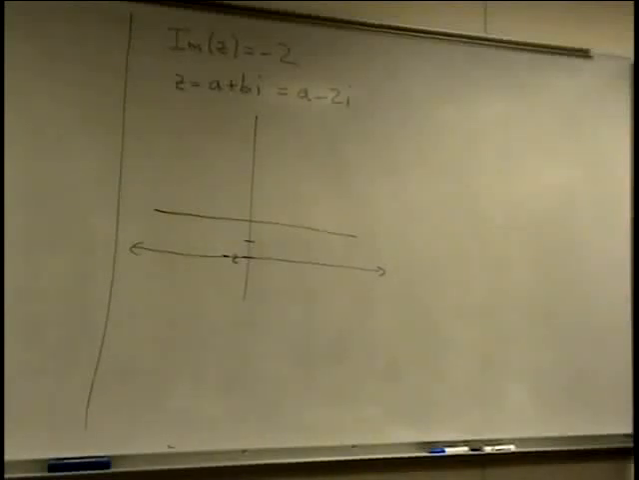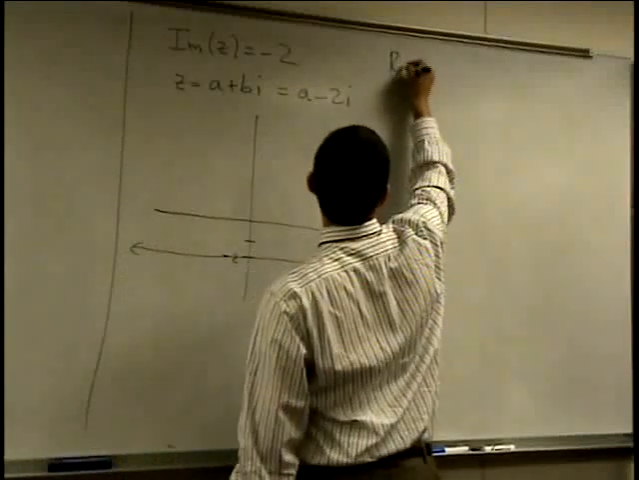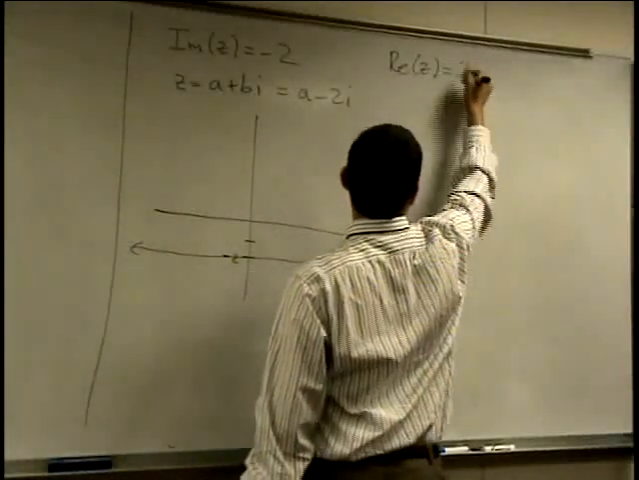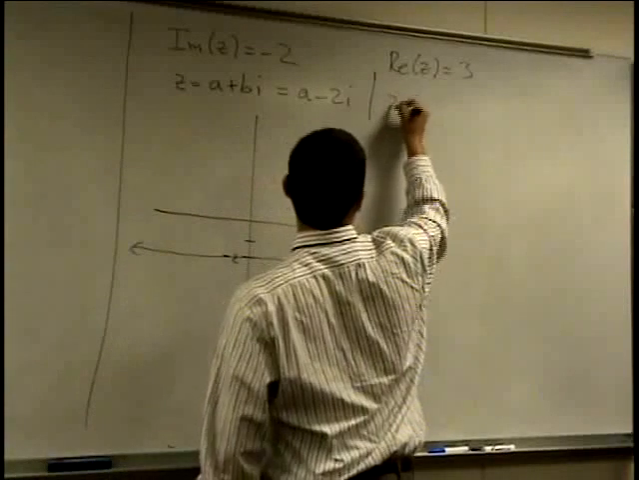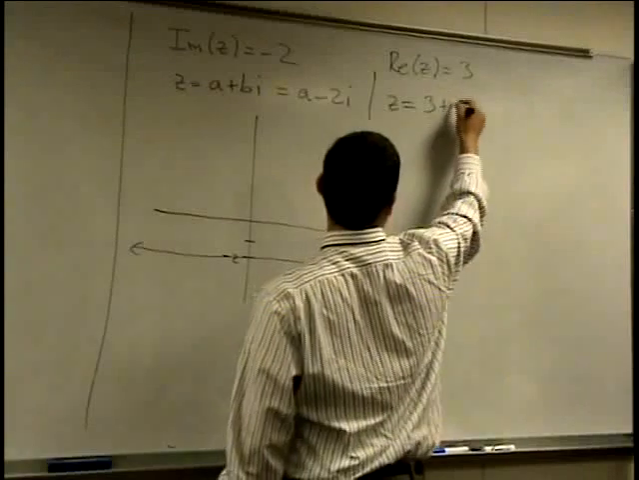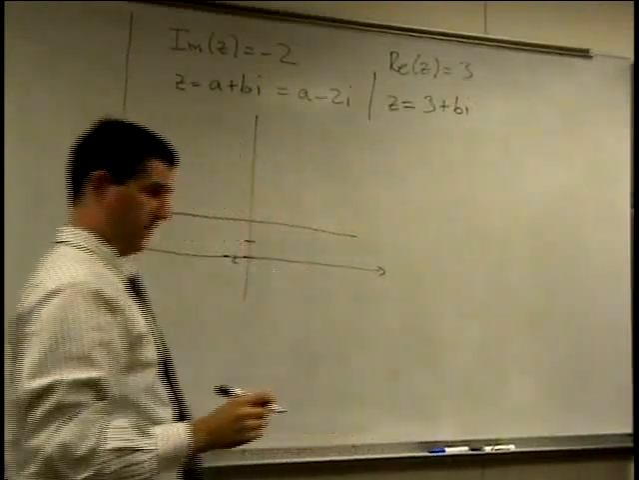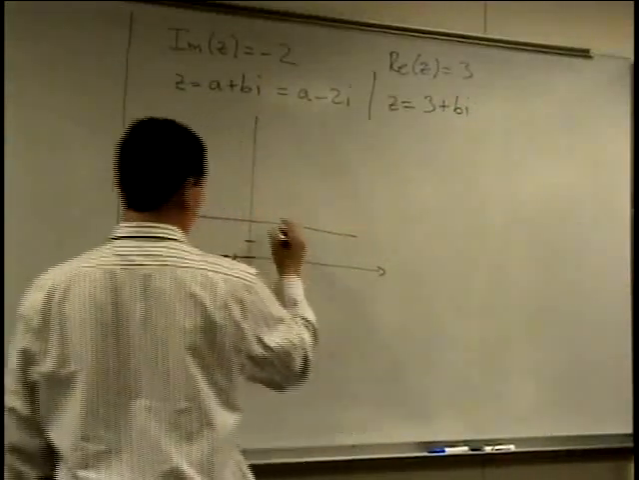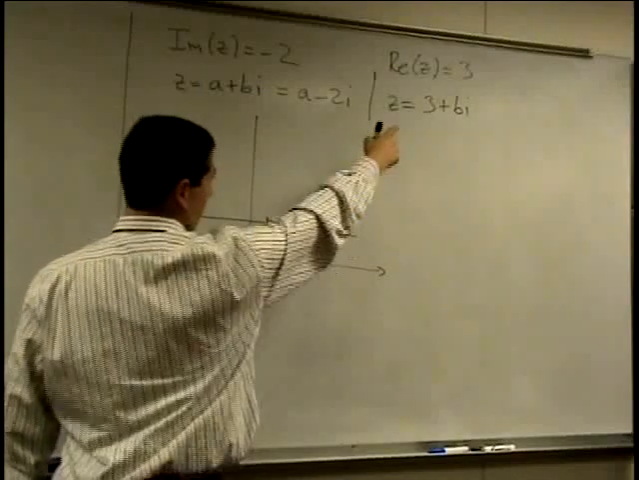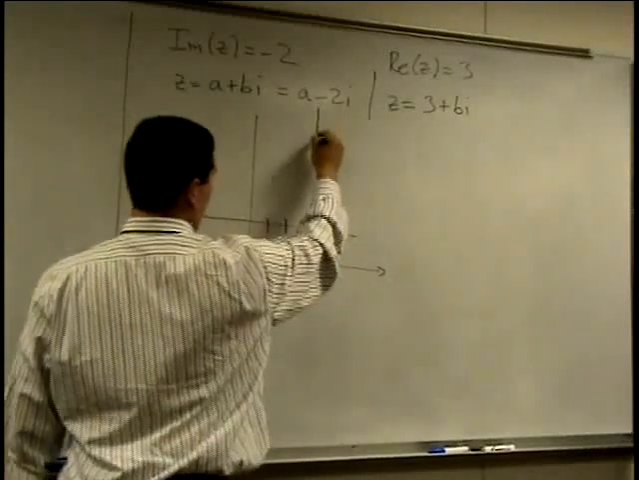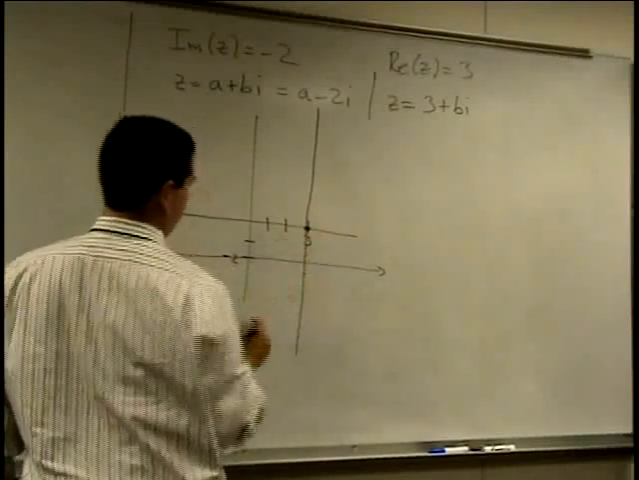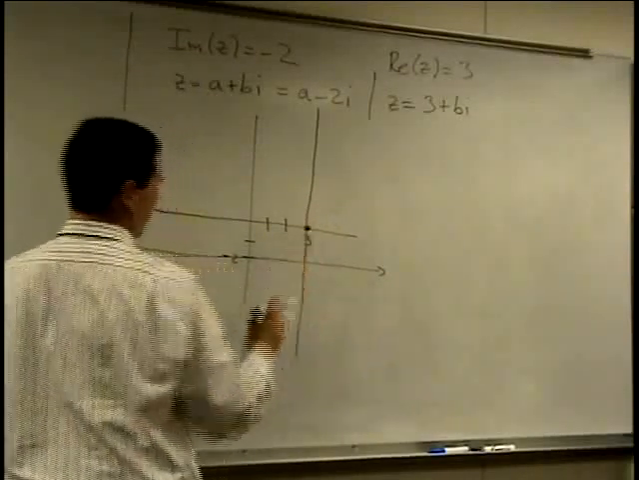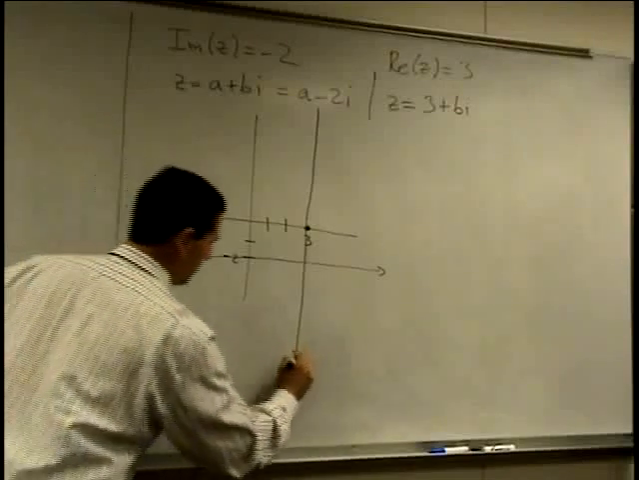What if it was the real part of z is equal to 3? Well, over here you would now say z is equal to 3 plus bi. And so when you graph that, you go, okay, 1, 2, 3. The real part has to be 3, and so all the points for which the real part is 3 are the ones that go through this line.